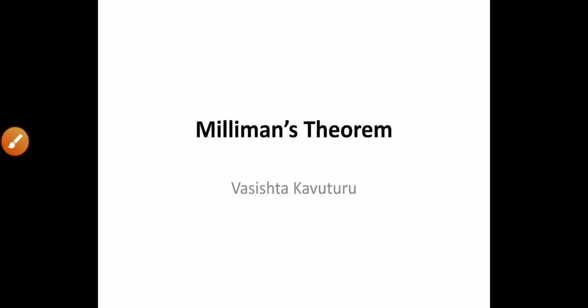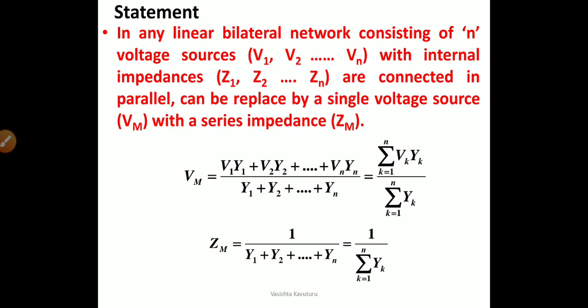In this video, we will see about Millman's theorem. The statement for Millman's theorem is: any linear bilateral network consisting of n voltage sources with n internal impedances connected in parallel can be replaced by a single voltage source with a single series impedance.